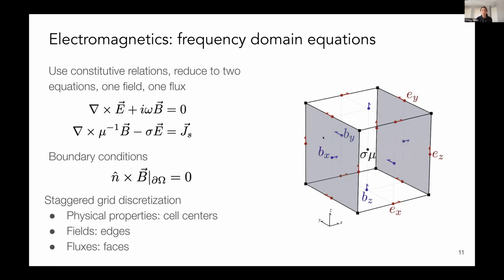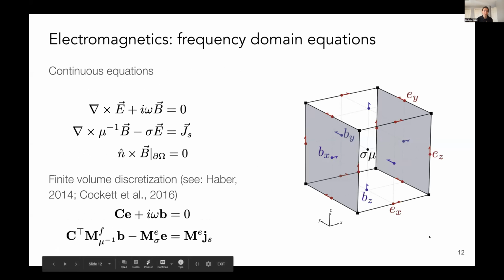And then we'll use a staggered grid discretization. This is very common in EM experiments. What we'll do is put the physical properties at the cell centers, so the conductivity and magnetic permeability are at the cell center, and you can think of those as basically filling the whole cell volume. On the edges, we discretize fields, so the electric field in this case, we've got Ex, Ey, and Ez on the edges, and then fluxes go through faces.